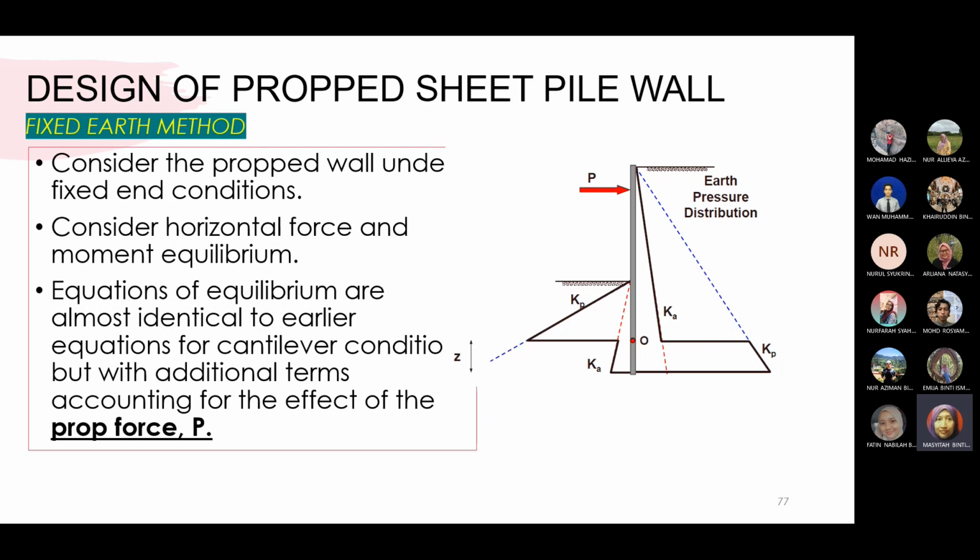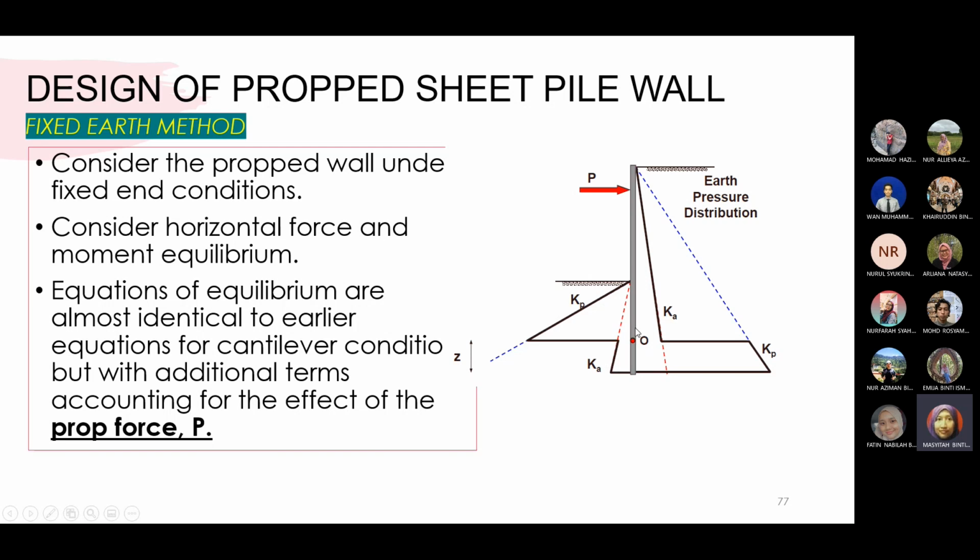So the horizontal force and moment equilibrium equations can be generated from here. The equations of equilibrium are almost identical to the earlier equations for the cantilever condition, but with additional terms accounting for the effect of the prop force. So tadi kita nampak as A, right? The A actually produces a force. So yang ni force yang kena calculate sekali lah dalam calculations untuk dapatkan the embedment depth.